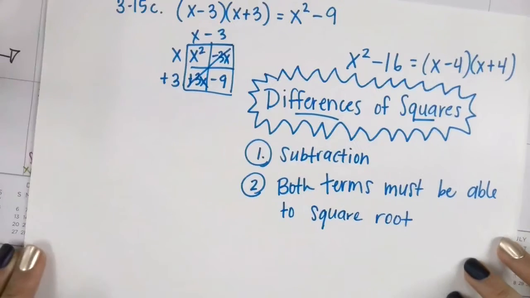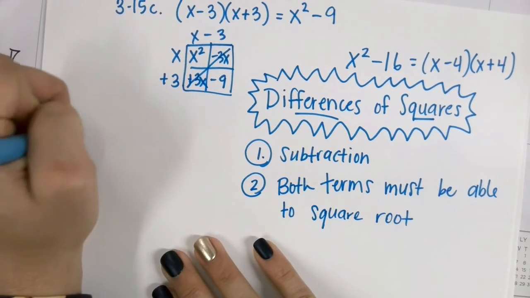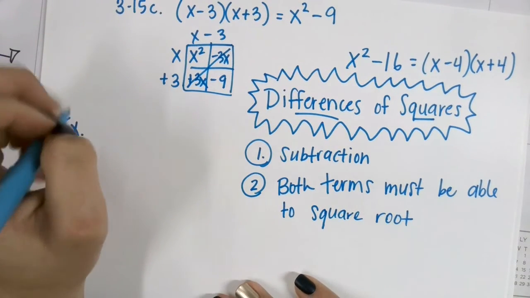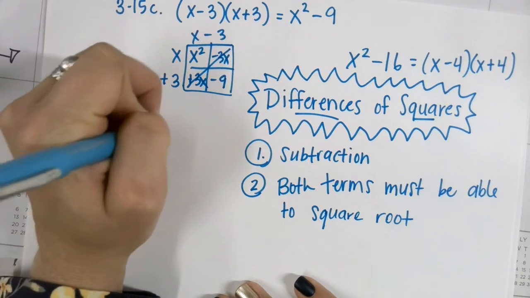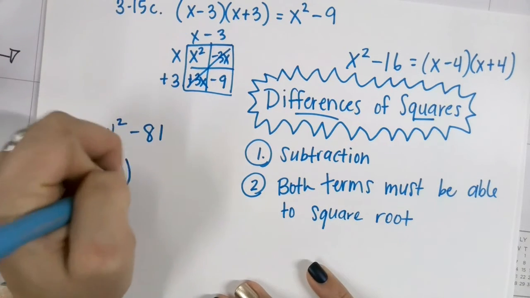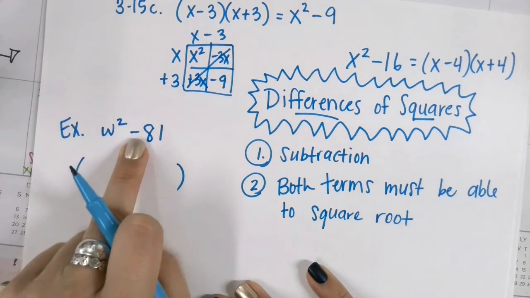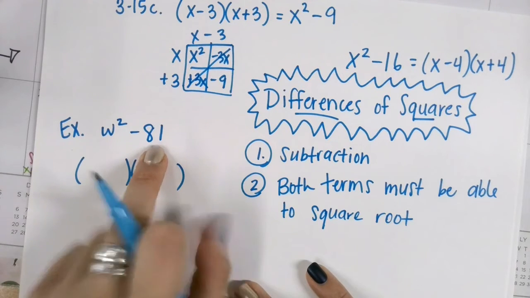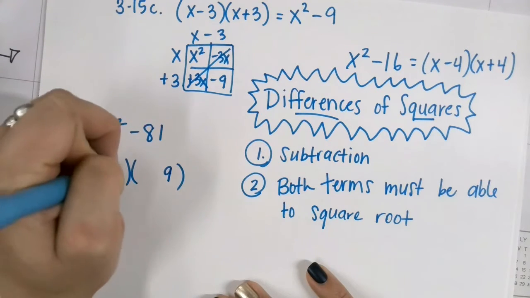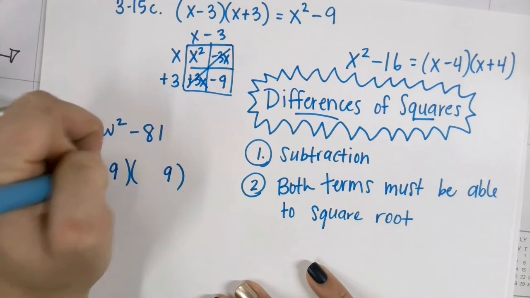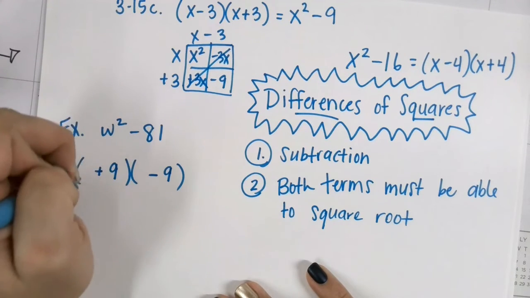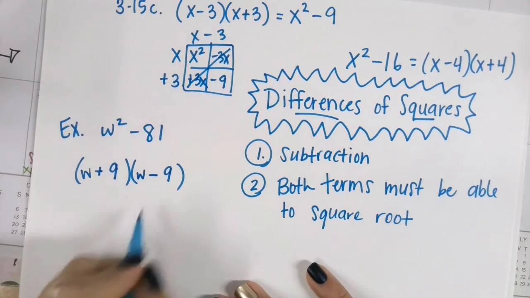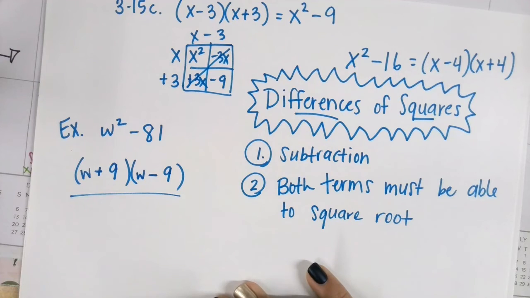So if we look at a couple more examples here, if I had w squared minus 81, I have my minus sign. 81 is a perfect square, so I know that's going to be a 9 and a 9. Got to have my plus and minus. And w squared is also a perfect square. It's w times w. And that's my solution right there.